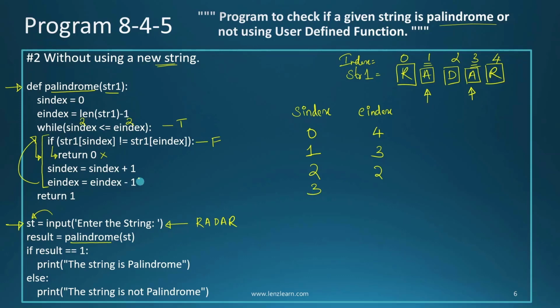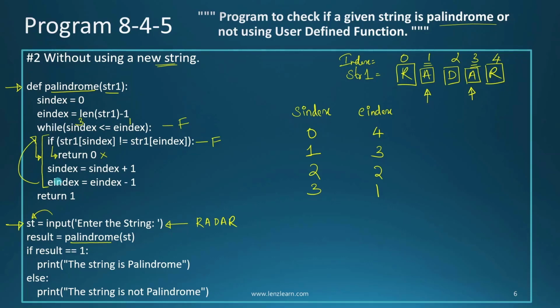E index is reduced by 1. So now the control will come back to while. So here you can check. Now S index is 3 and E index is 1. So now this condition check is false. Right, so this is false now. So while loop will exit.